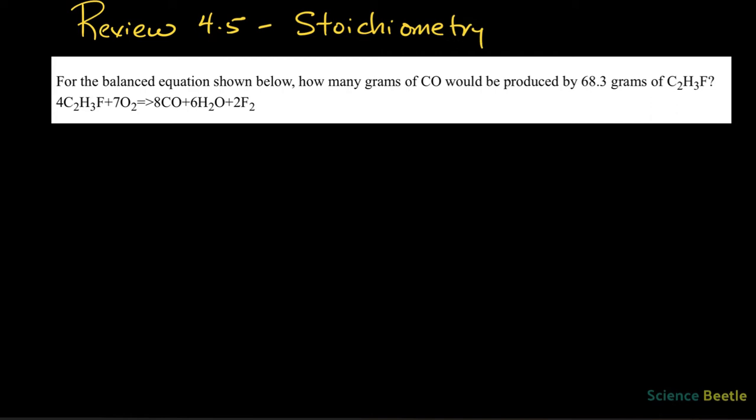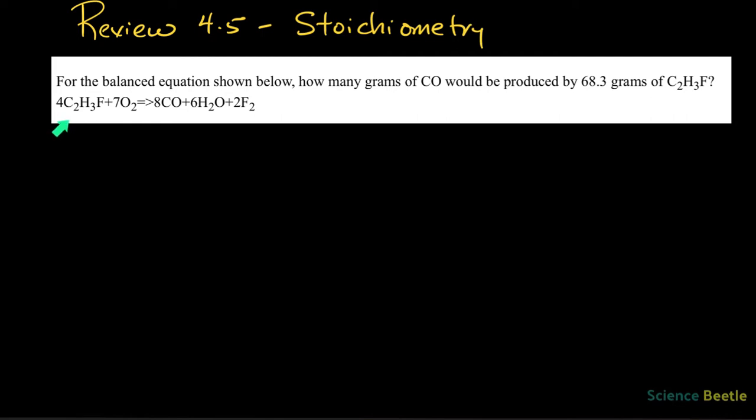And so let's take a look at this example that we've got here. We've got an example here that asks us to go ahead and use this balanced reaction. And we need to find out how many grams of the carbon monoxide, which is one of the products that's going to be produced, if you start off with a mass of 68.3.